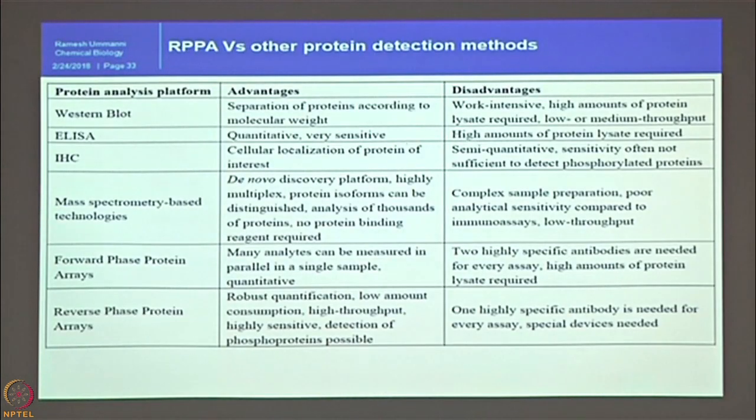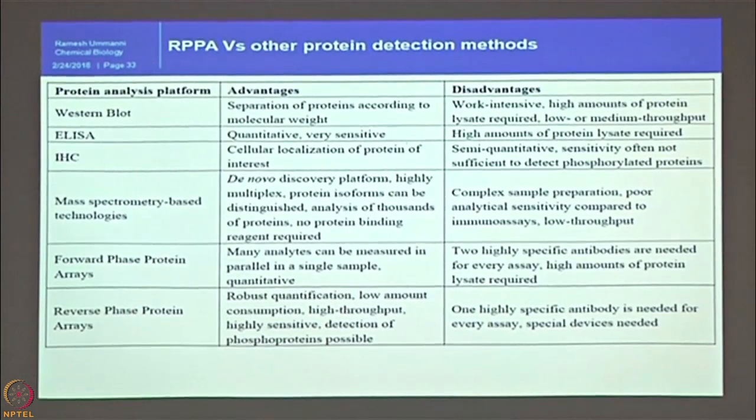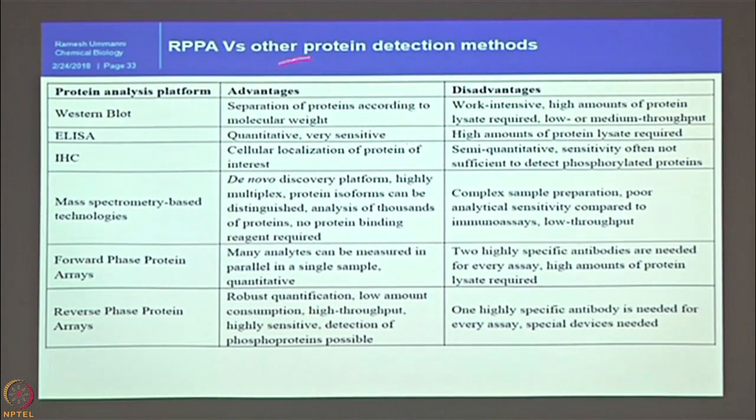So now to summarize, how is RPPA advantageous or not advantageous over the different methods for detection of proteins? First, look at the Western blot. The advantage is separation of proteins according to molecular weight. So now you know what molecular weight your target of interest is. Though Santa Cruz will give 10 different lanes, you know which molecular weight you should look for.